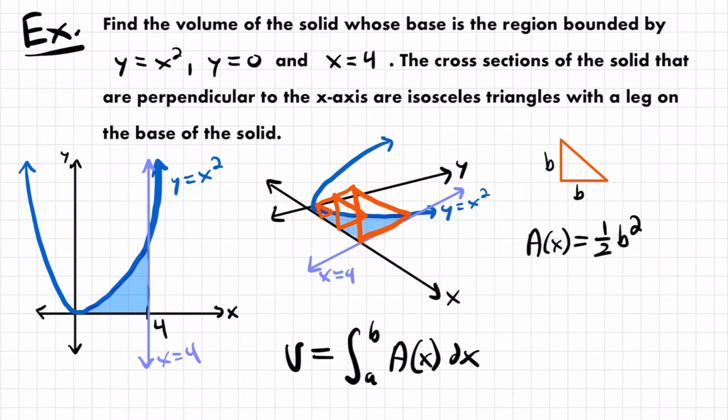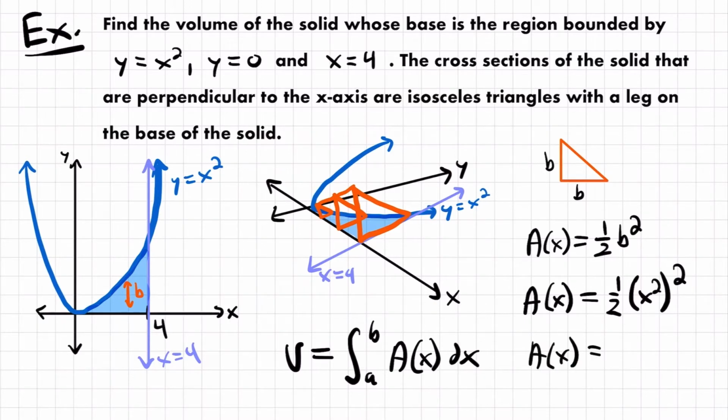And so if we look at our graph over here, this distance right here is b, which is the length of one of the legs of our isosceles triangles. And so b will be equal to x squared. And so we will have that the cross-sectional area in terms of x is equal to 1/2 times the measurement of b, which we just said is x squared, squared. And so the cross-sectional area will be equal to 1/2 times x to the 4th power.